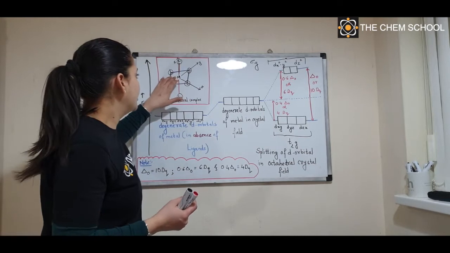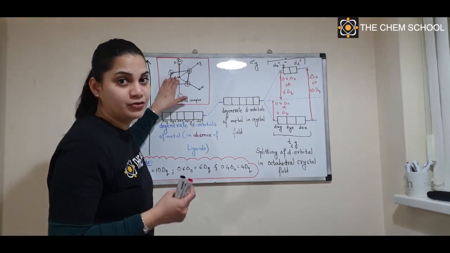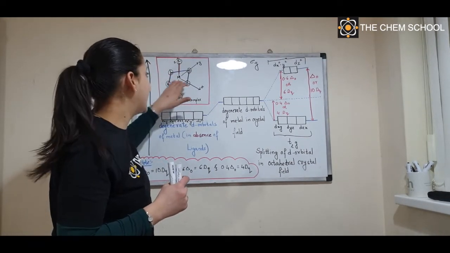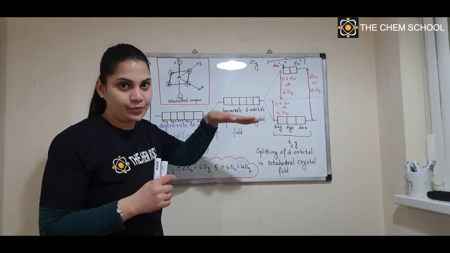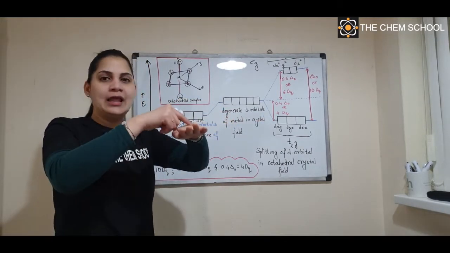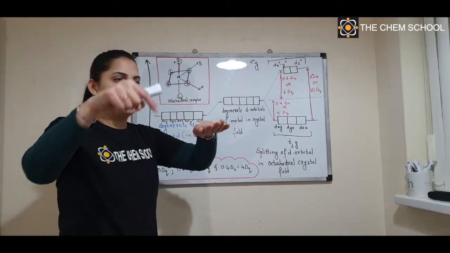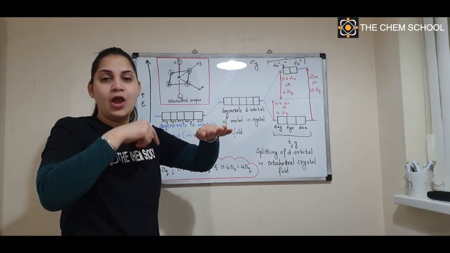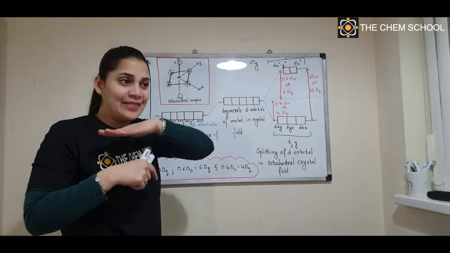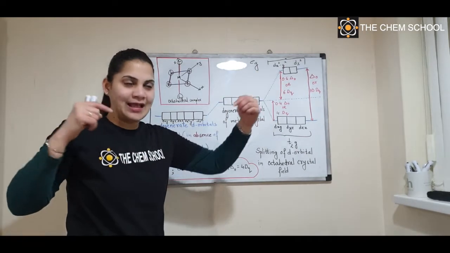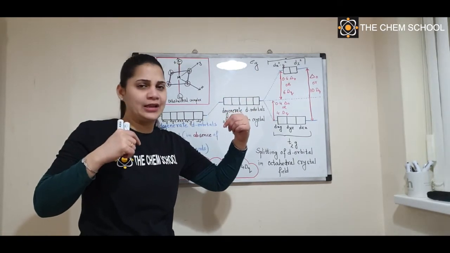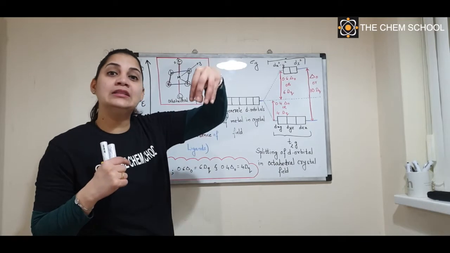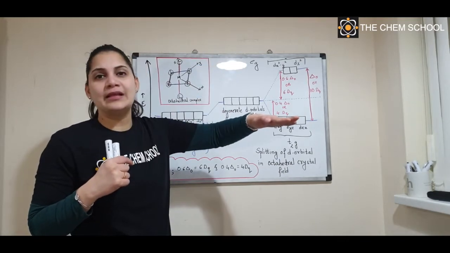If you have a central metal atom which is surrounded by four ligands in one plane, so you have the metal and you have four ligands at the corners of, let's say, a square, and they are in one plane. So the ligands at the corners of a square or a rectangle, you can say, and the metal in the center, all of them lie in the same plane.